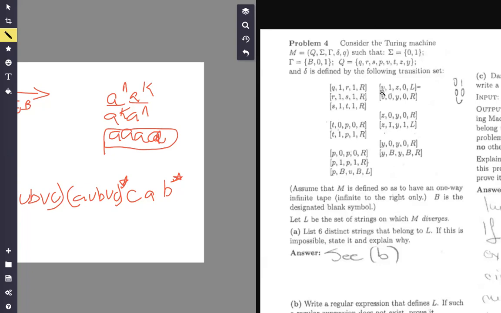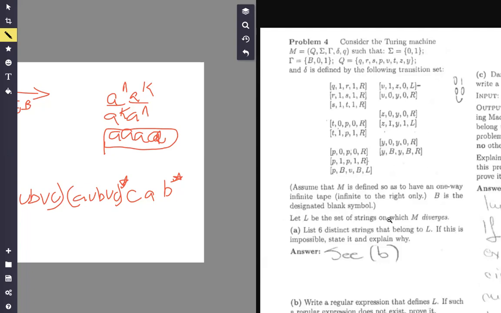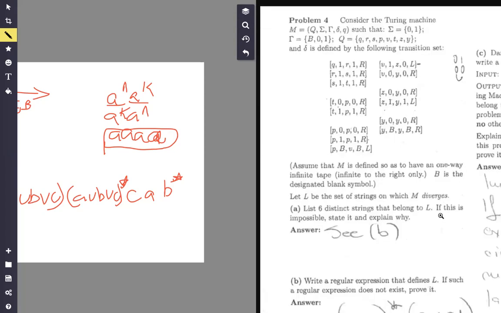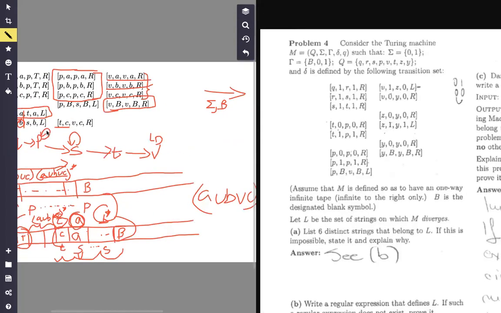Oh, okay. What are we doing? I'm getting L diverges. All right, let's see why this is difficult.